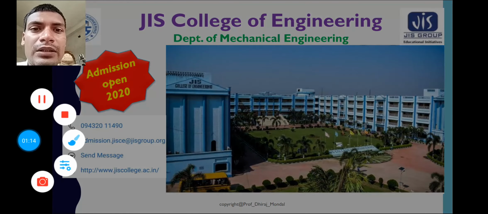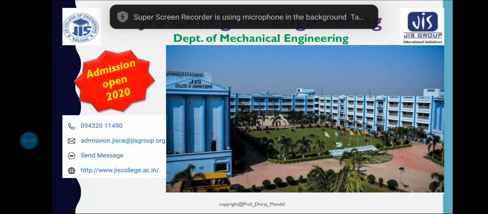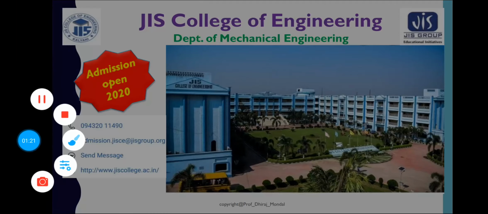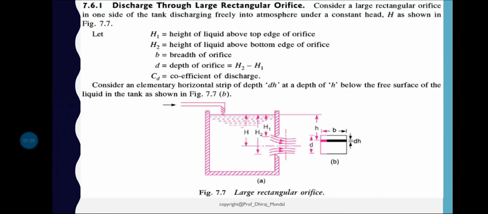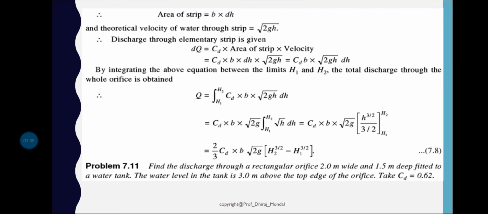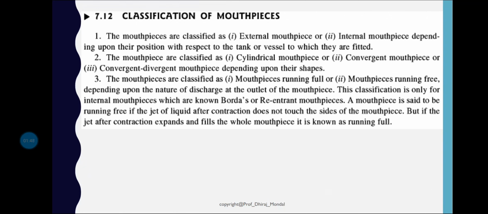So let us start. Today's lecture will be based on the mouthpiece. You know that last class we discussed large flow discharge through a large rectangular orifice, where we have seen that the discharge is equal to 2 by 3 CD into B into root over 2g, H2 to the power 3 by 2 minus H1 to the power 3 by 2, and some numericals were discussed.